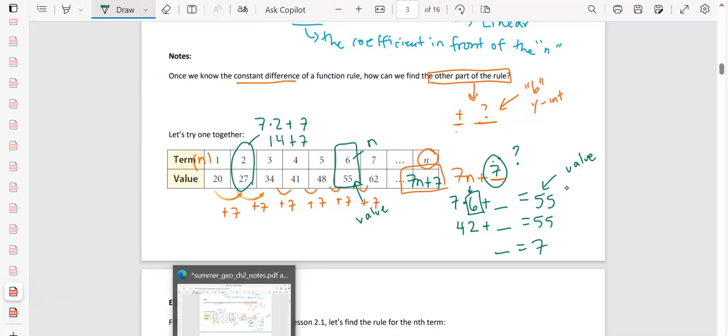So that means I made a mistake in my math over here. So we're going to go back and fix it. So 55 minus 42, if we do the math correctly, should actually be 13. How do we feel about that? That feels better to me. So this should be 7n plus 13. And when I substitute 13 in here instead of 7, well, look at that. 14 plus 13 is 27.